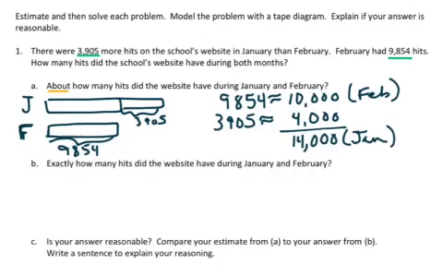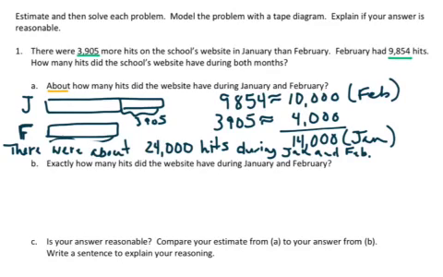Now it says about how many hits did the website have during both months, so January and February. So let me just erase right here so I can write a target sentence. And that reads, there were about 24,000 hits during January and February. So I just added 14,000 and the 10,000 here to get 24,000.